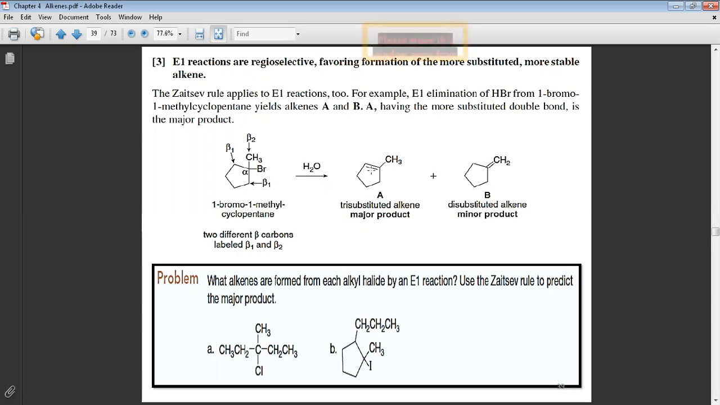This is H2O, any base, weak base. H2O, alcohol, so it will be E1.